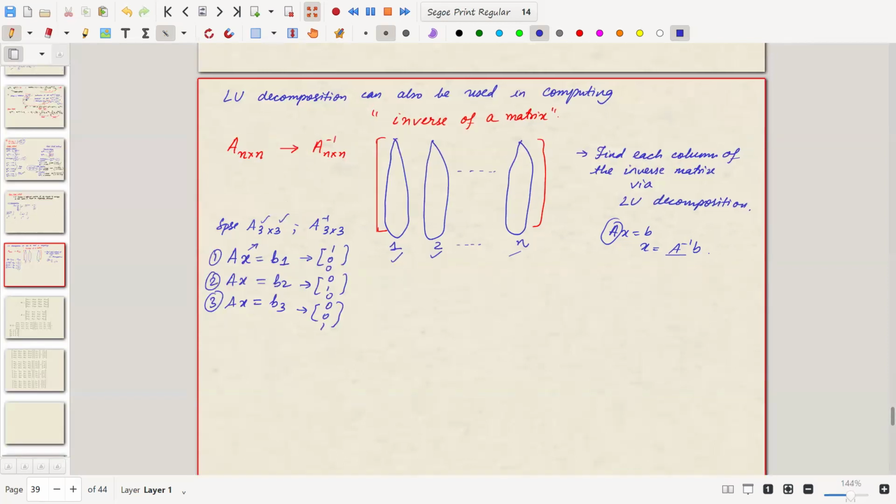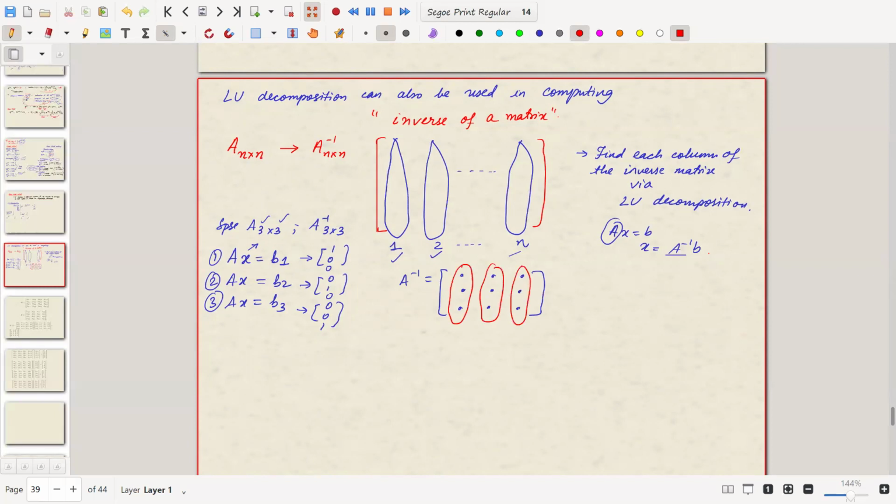That means how will the inverse look like? The inverse looks like this, isn't it? Everyone agrees? Now I'm asking you to calculate the inverse of the matrix. You just find these vectors. This inverse is made up of these vectors.